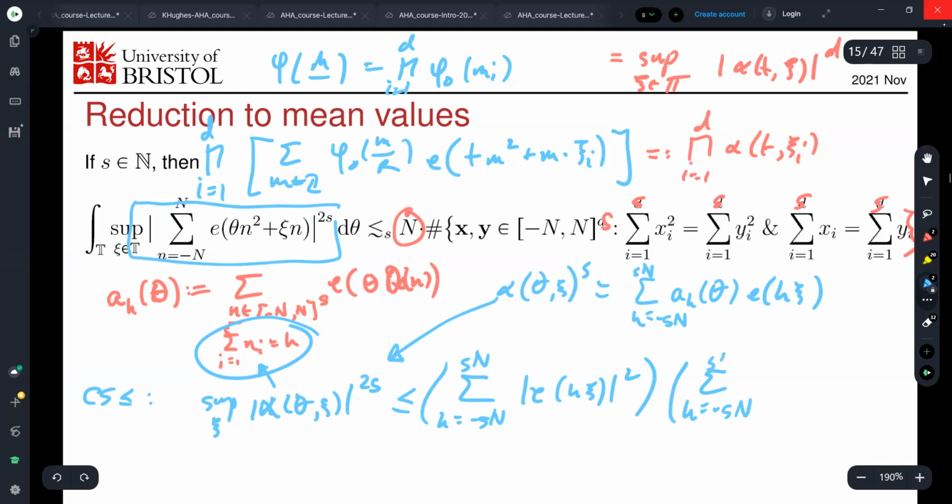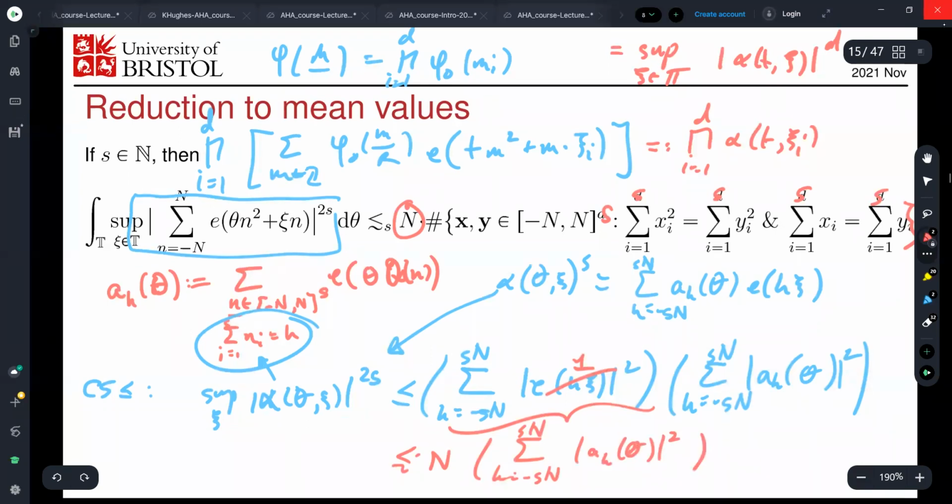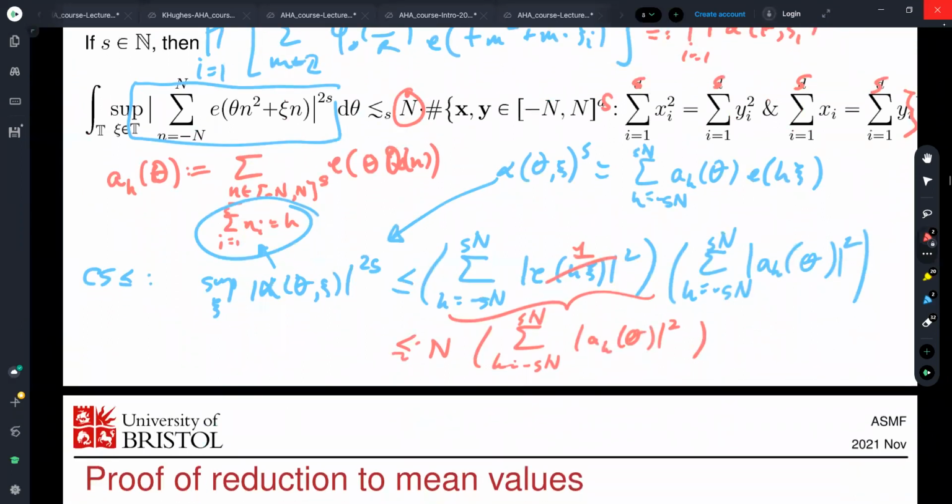So the sum from minus sn to sn of A_h theta, and this is squared. And again, these are all just ones. And this term right here is just O of n. And we're left with this expression. Great, so it remains to analyze this latter square sum.